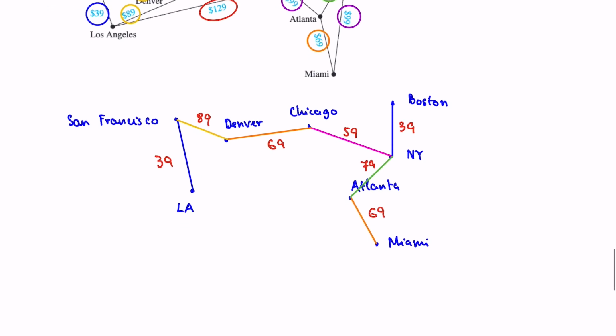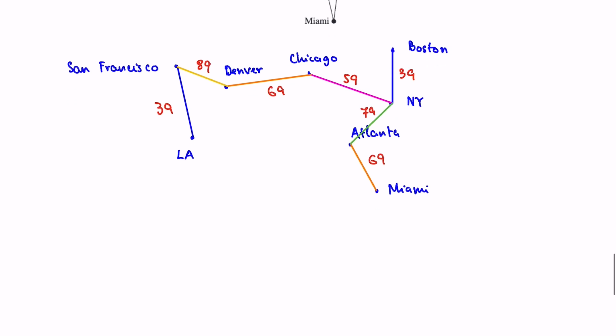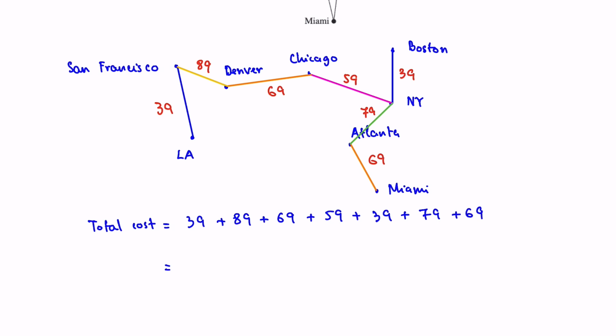And what you see on the screen is the minimum cost spanning tree, with the condition that we want to visit each of the cities in this graph. And at the end, you want to calculate the total cost of this tree. And it is equal to 39 plus 89 plus 69 plus 59 plus 39 plus 79 plus 69. And the answer is going to be $443.